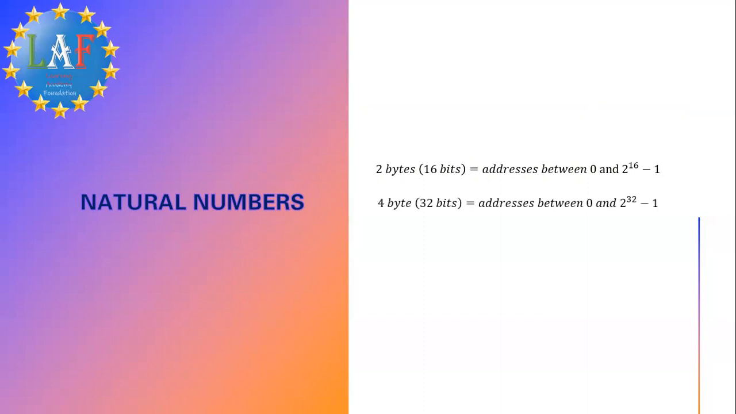4 bytes, so 32 bits, is equal to addresses between 0 and 2 power 32 minus 1. 8 bytes, that is 64 bits, addresses between 0 and 2 power 64 minus 1. Since they are only positive numbers, the two's complement arithmetic is not used.